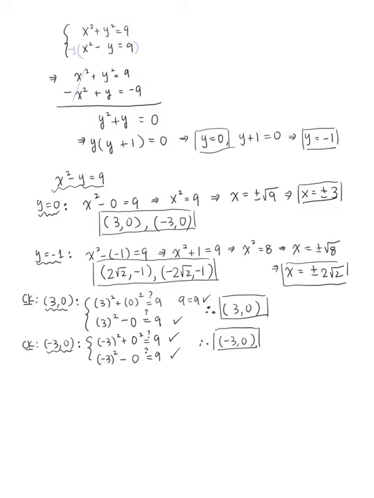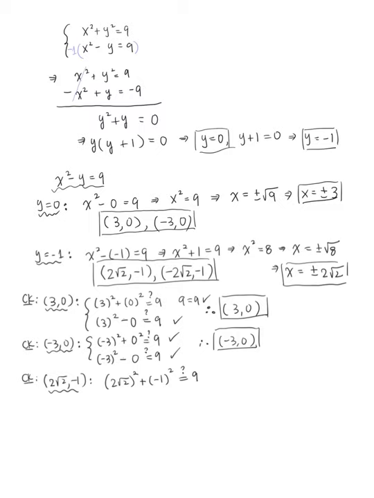All right, we can do this. Two more to check. Let's go with 2 root 2 comma negative 1. We're going to plug this into the first equation. So our x squared is 2 square root of 2 squared, plus y squared, which is negative 1 squared. Now, is that going to give us 9 back?